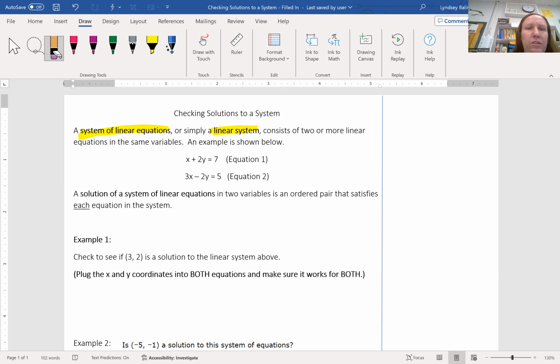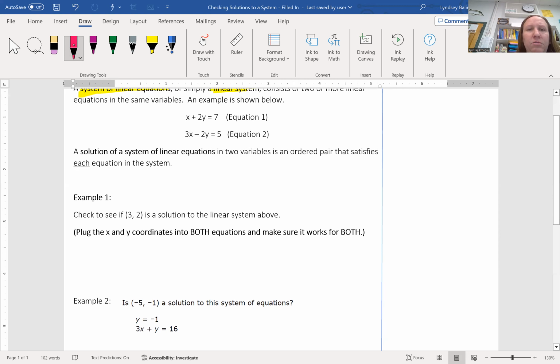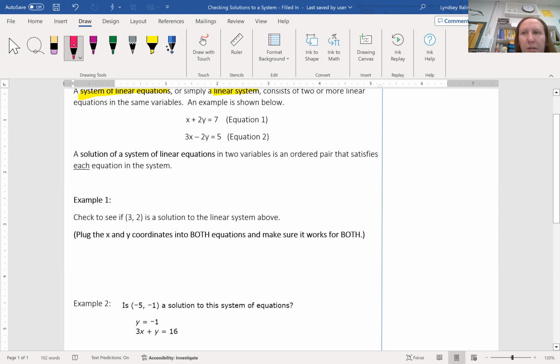Okay, so we are going to try example 1, which is to see if (3, 2) is a solution to that system, the one that I already talked about above. It says plug the x and y coordinates into both equations and make sure it works for both. So I'm just going to rewrite my equations down here because I like to have something to plug into: x plus 2y equals 7 and 3x minus 2y equals 5. And remember, in the ordered pair (3, 2), the 3 is the x and the 2 is the y.